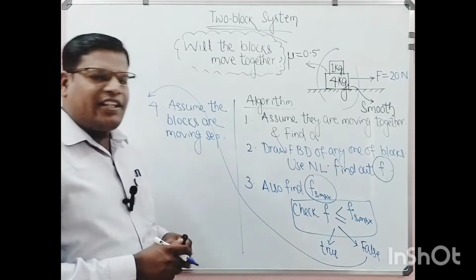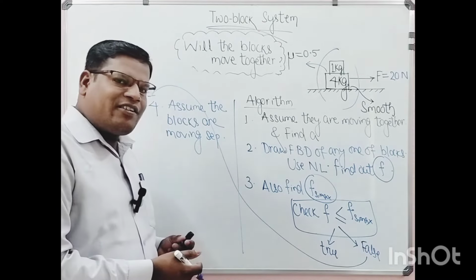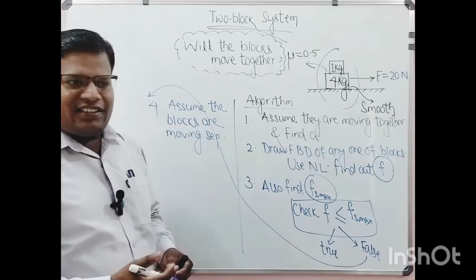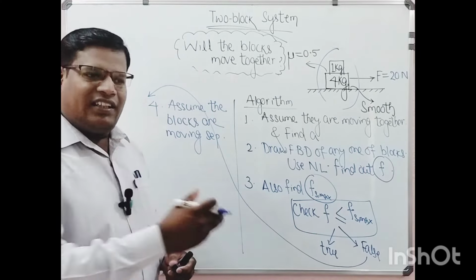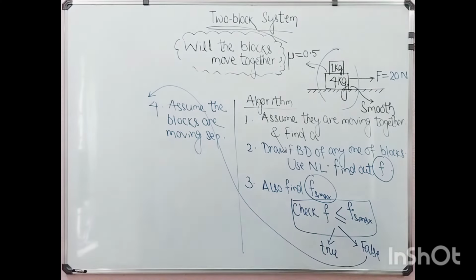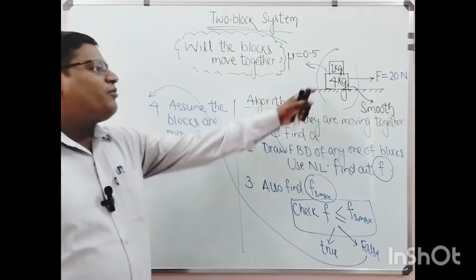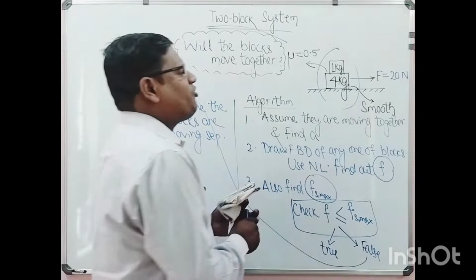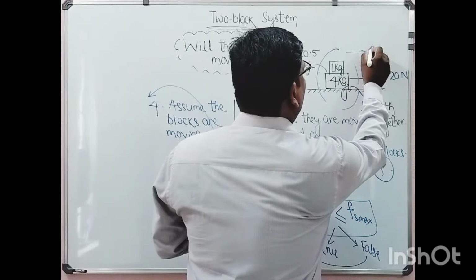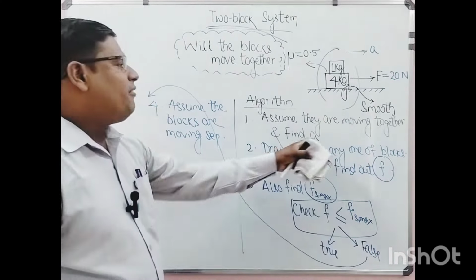Hope you understood the algorithm. All of you can note down the algorithm because I am going to erase it and go to the next step. So let me solve it. The first step, I will assume they are moving together with common acceleration A, and I will find A.